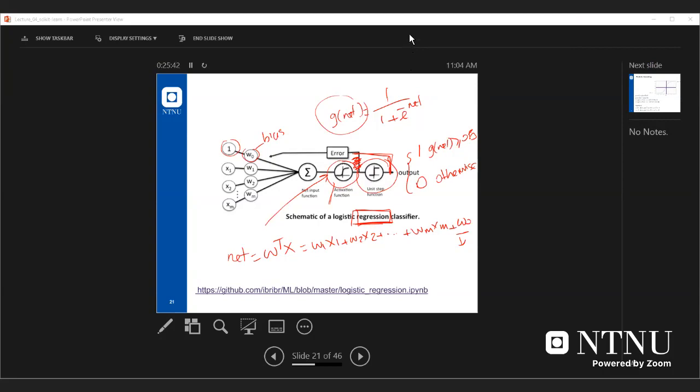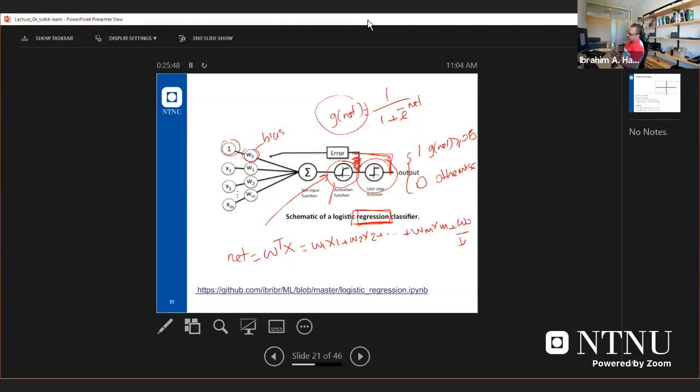And one last thing, the decision line is always where net is equal to 0. Net equal to 0 on the line. Right. So on the line it's equal to 0. In fact, above the line it's positive. Below the line it's negative.